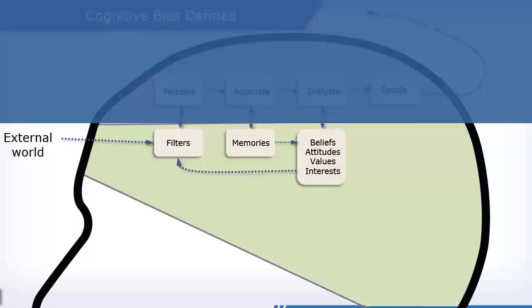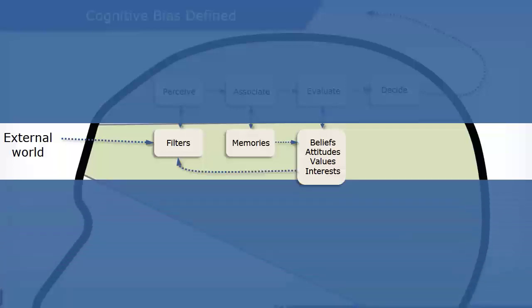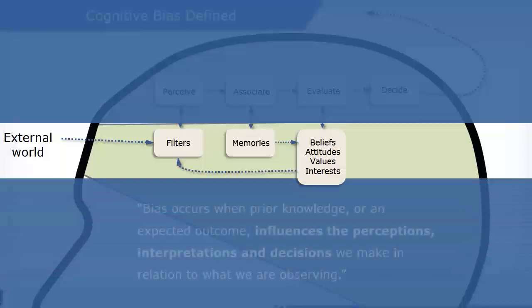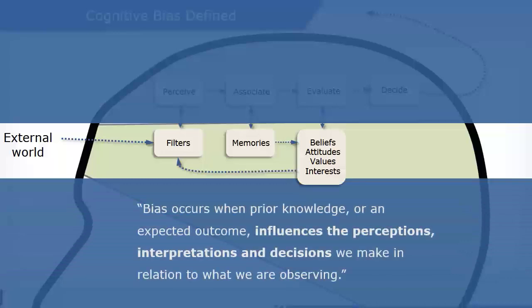While your interests had you notice and lock on to certain types of things, by default, that means that your attention was not noticing or locking out other kinds of things. According to a renowned safety program specialist, bias occurs when prior knowledge or an expected outcome influences the perceptions, interpretations, and decisions we make in relation to what we are observing.